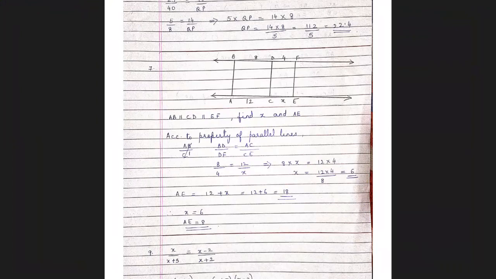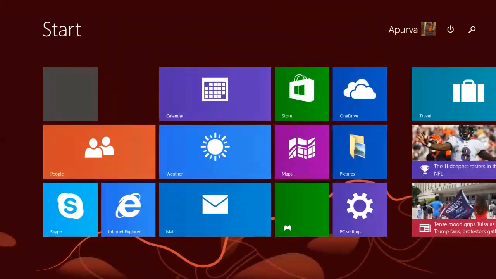So that's AC plus CE. 12 plus 6, answer is 18. Final answer, write both the values, CE or X, that is 6, and AE is equal to 18. It should be 18, children. I've written it as 8. It should be 18. Okay, your final answer. Okay, so that's question number 7.